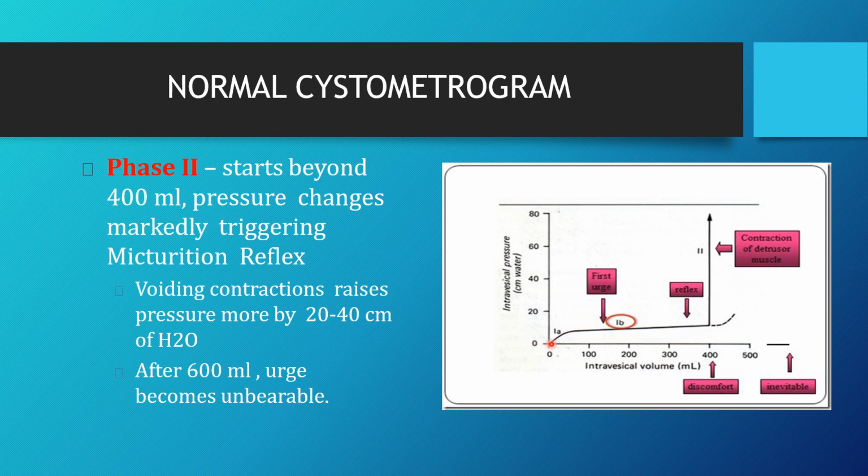So we have phase 1A only till 50 ml, phase 1B from 50 to 400, and phase 2 after 400 ml, where the graph rises up, in which the triggering of the reflex and contractions increase, so that the pressure increases by above 20 to 40 centimeters of water.